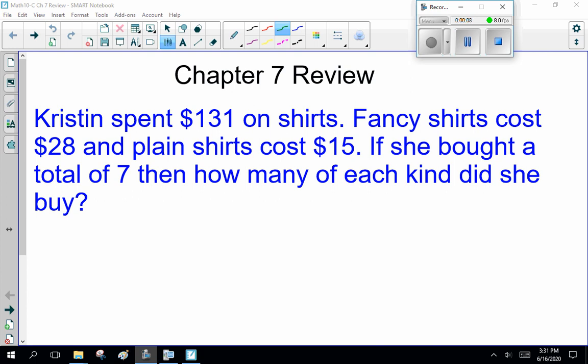Kristen spent $131 on shirts. Fancy shirts cost $28 and plain shirts cost $15. If she bought a total of 7, then how many of each kind did she buy? Can we turn words into equations?